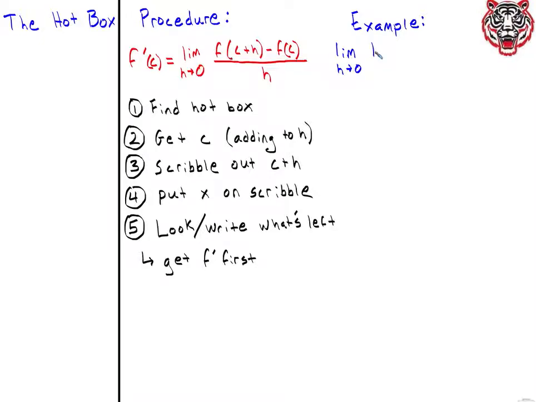And it's going to be the natural log. So maybe I should do my cursive l so we don't confuse this for 1. Natural log of 2 plus h minus natural log of 2, all divided by h.